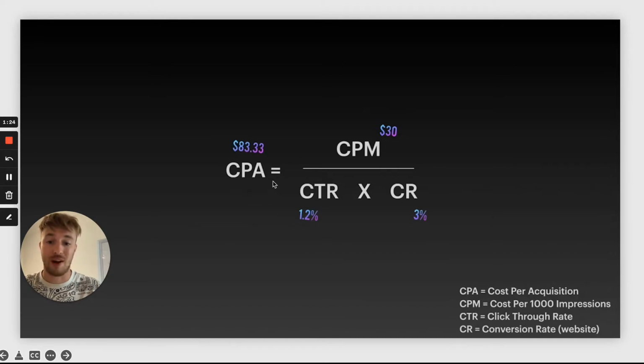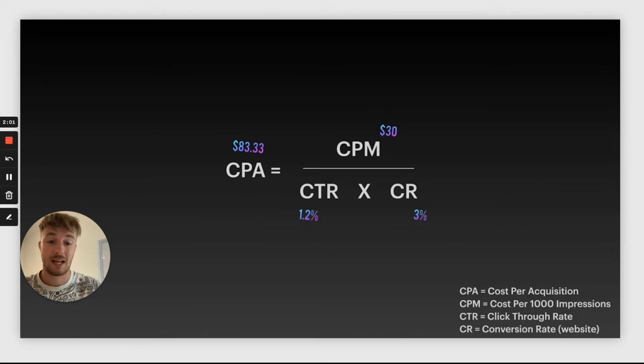So we have cost per acquisition, and then we have CPM, which is cost per 1000 impressions, and below, you can see click-through rate, and then conversion rate on your website or landing page. What is the meaning of this? For example, if you want to calculate our cost per acquisition, we can simply say like this: we have CPM, which is cost per 1000 impressions, divided by click-through rate and multiplied by conversion rate.